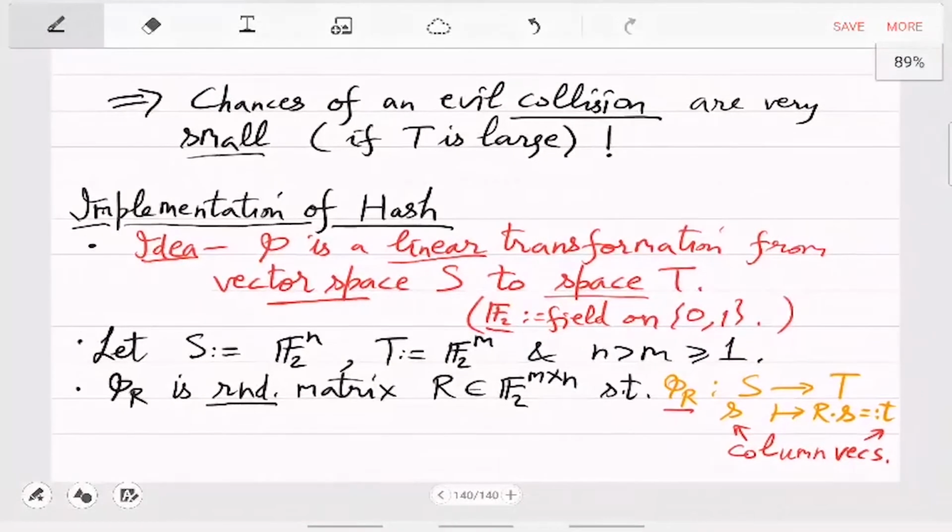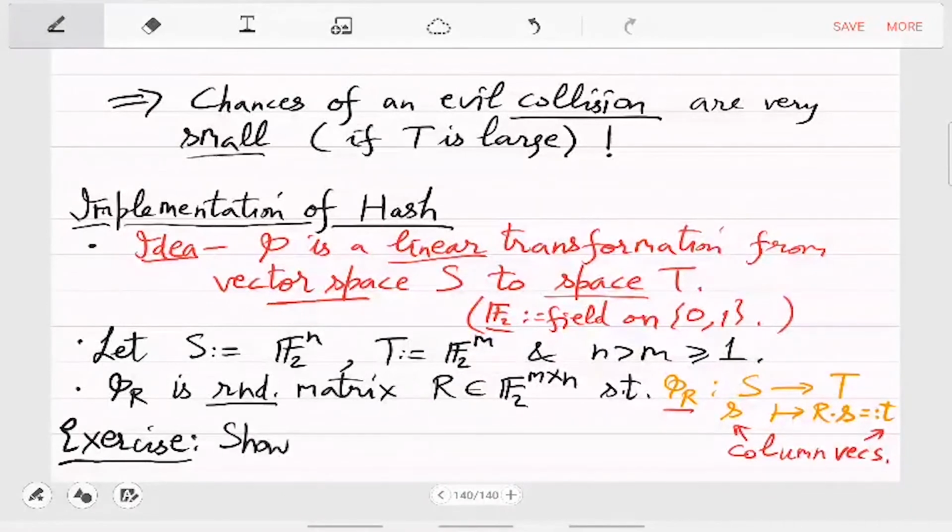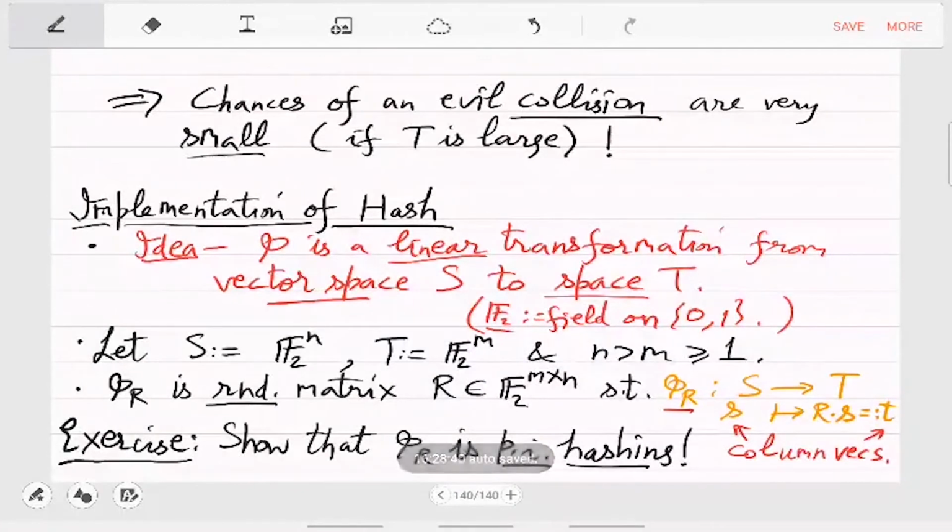So I leave it as an exercise. Show that phi R is pairwise independent hashing. Which means that as you randomly pick these m cross n matrices, the two conditions that you had in the definition, pairwise independence and uniform distribution of the image, both of them will be satisfied.